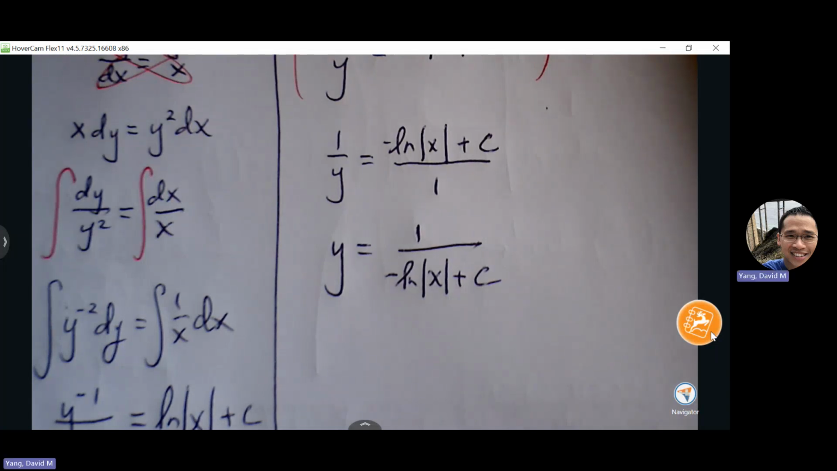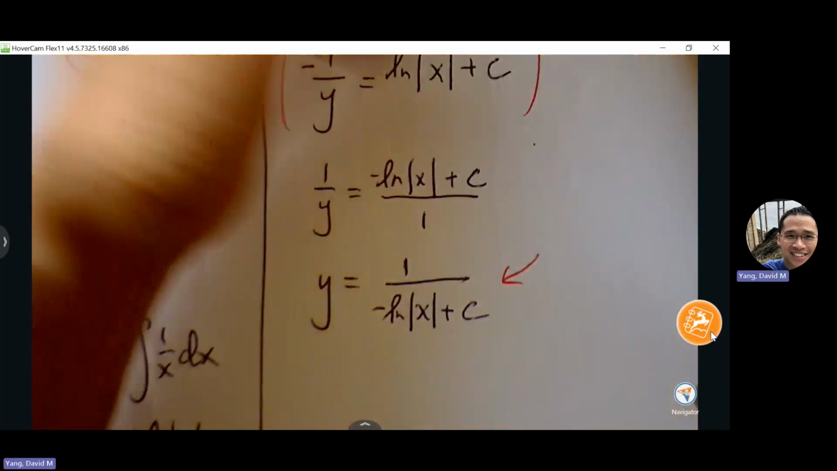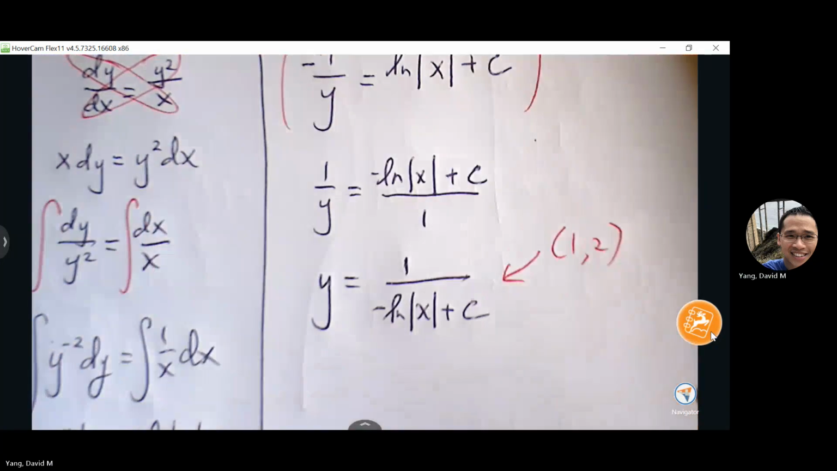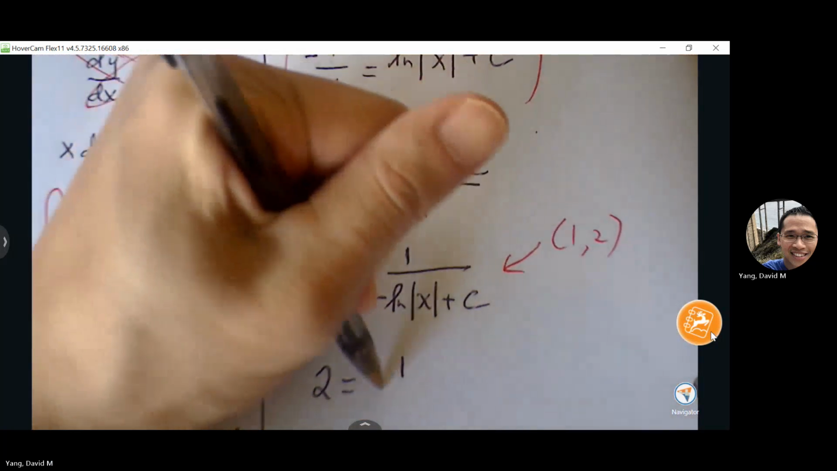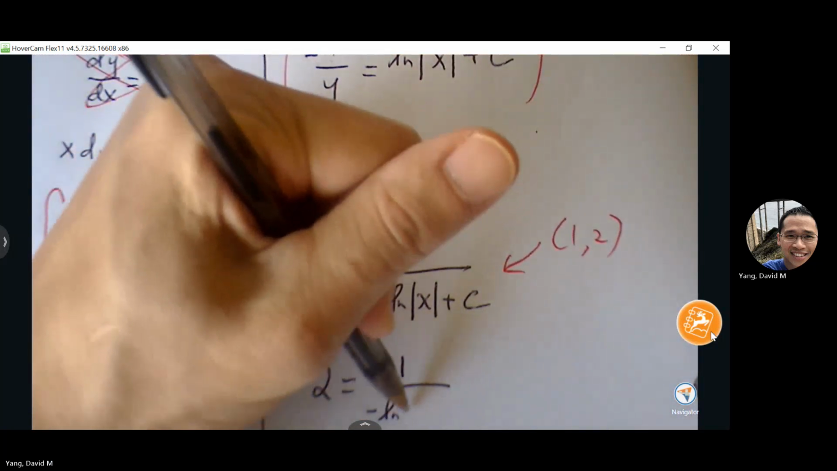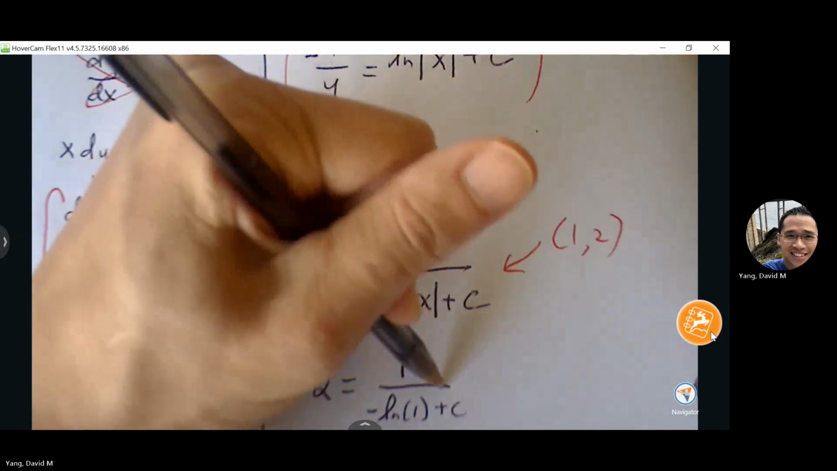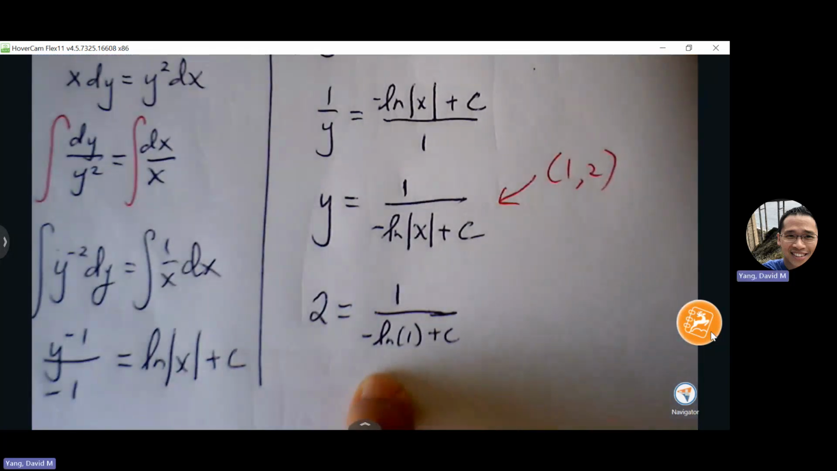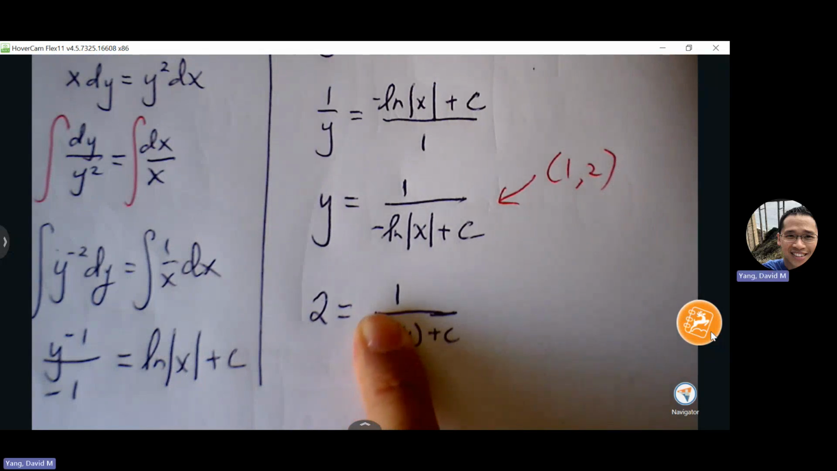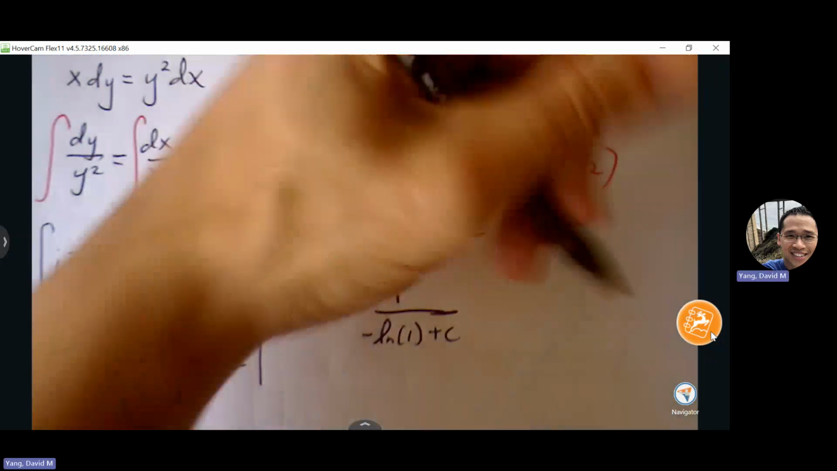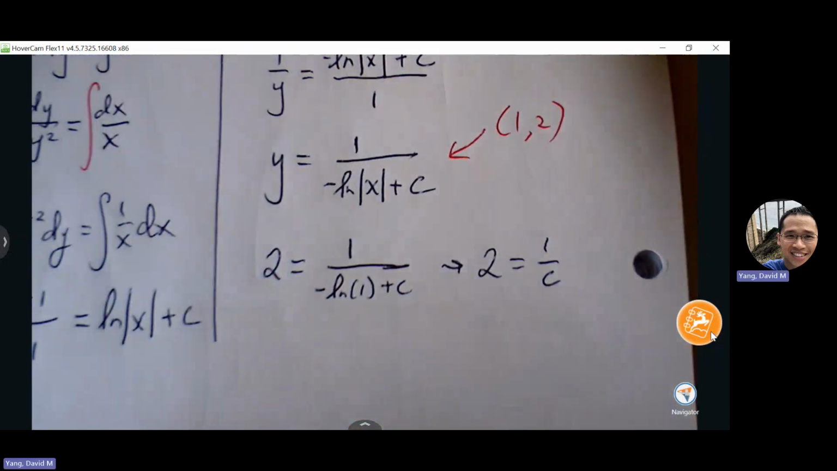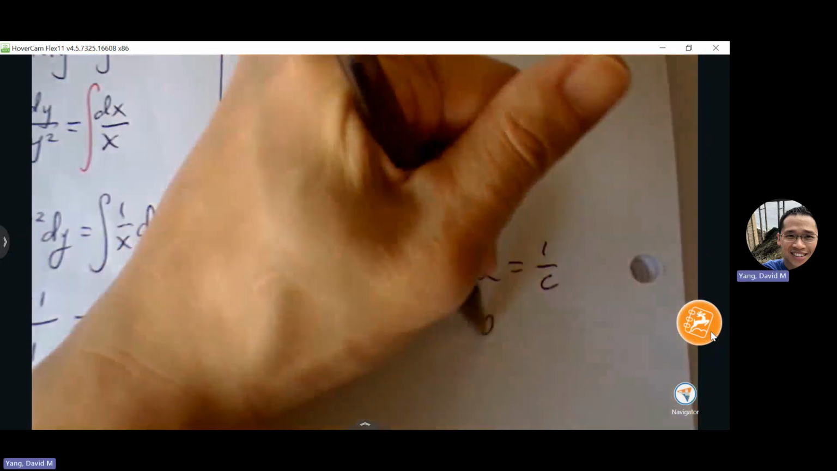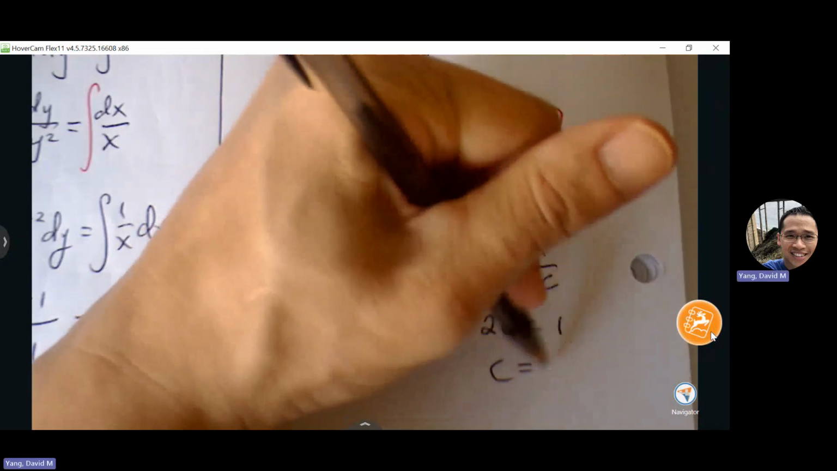And now what can we do to solve for c? Plug in 1 and 2, right? Right? What's natural log of 1? 0. So 2 is equal to 1 over c. So 2c equals 1. C equals 1/2.